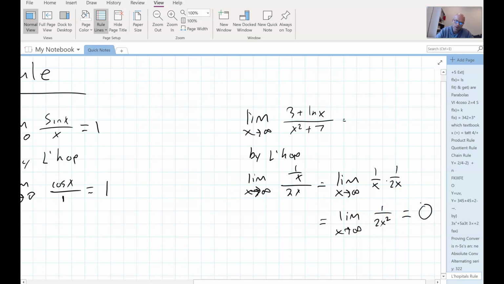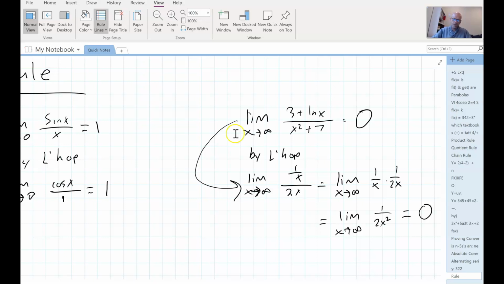So therefore, once again, because we got the indeterminate form up here, by L'Hôpital's rule, we said that this limit is equal to that limit, and then we just evaluated this limit and got 0, so therefore this limit also equals 0. Okay, so that's a quick little introduction to L'Hôpital's rule. There's a worksheet in the Canvas that will give you a bunch of practice with that, and have fun.